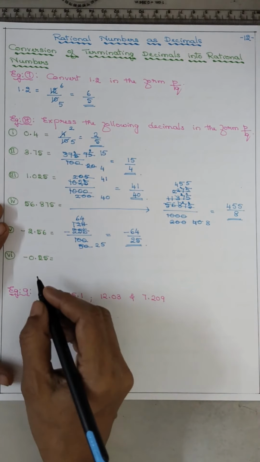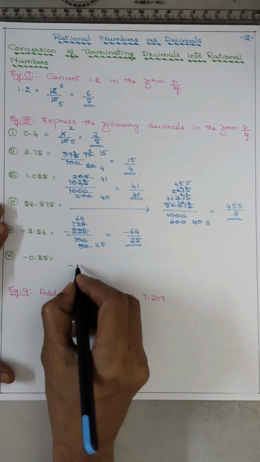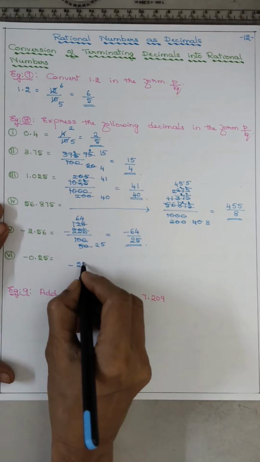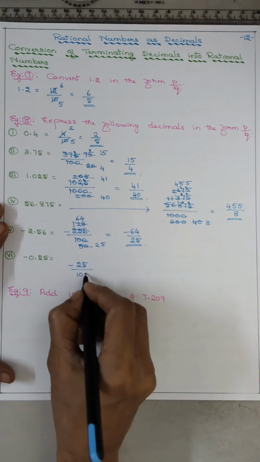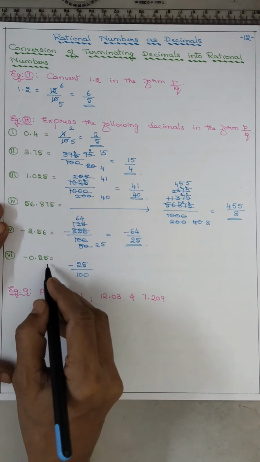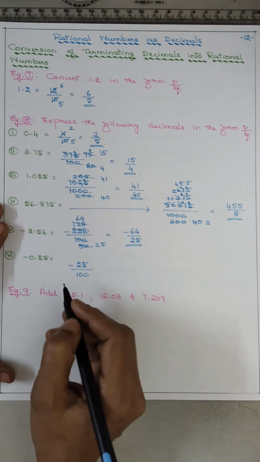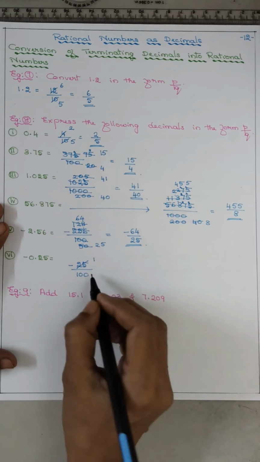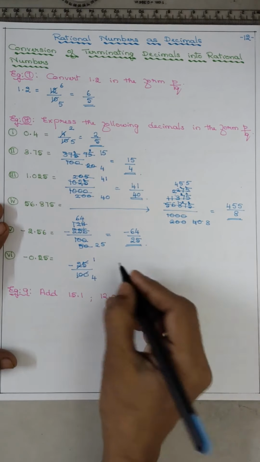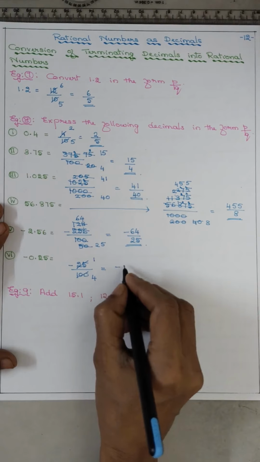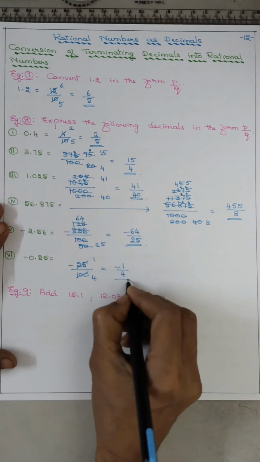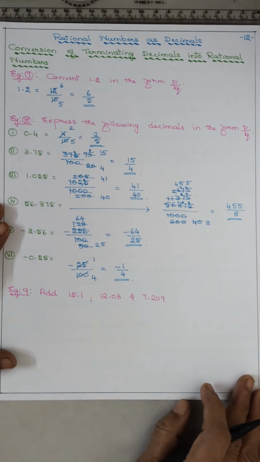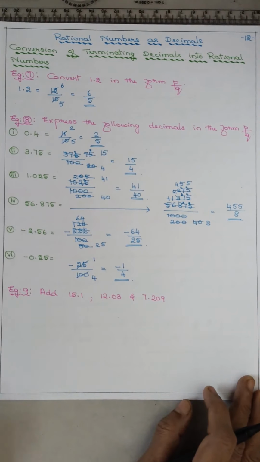Now coming to the last one, minus 0.25. It's only 25 and 2 decimals, that is why upon 100. Already you know 25 ones are, 25 fours are. So the answer is minus 1 by 4. Hope everyone understood.